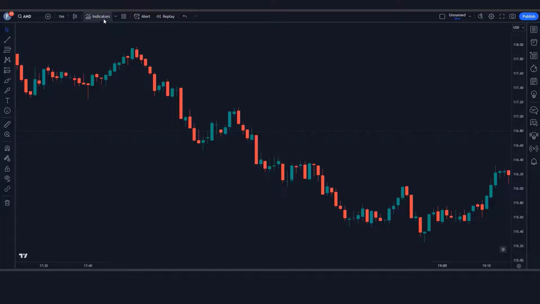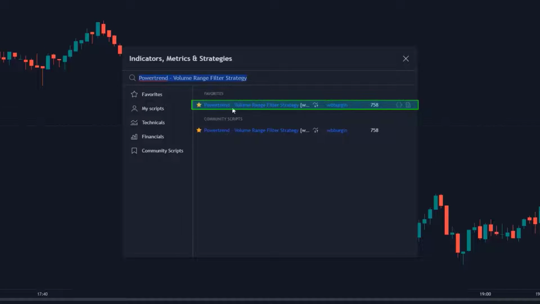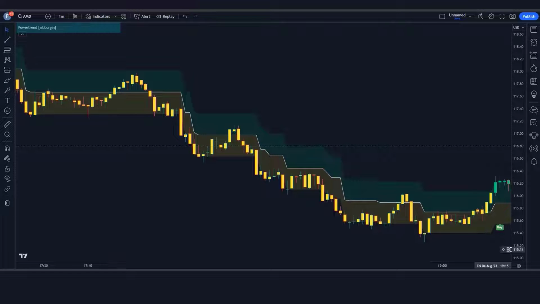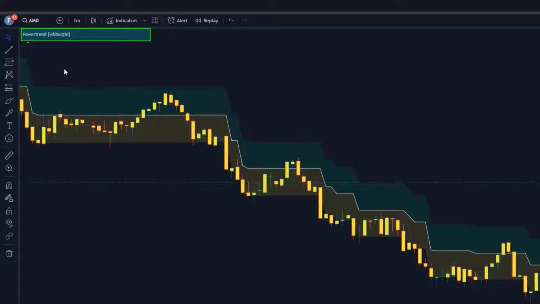First of all, we will search for the power trend, volume range filter indicator in the search box of TradingView. We have to click on the power trend, volume range filter option. By setting specific volume threshold levels, the volume range filter strategy helps you identify when the market is truly moving in your favor. This saves you from entering trades during periods of low volume or market manipulation, ultimately increasing your profitability.